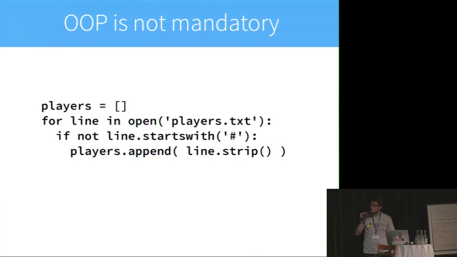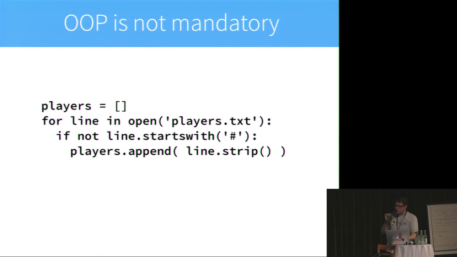Another thing I really like about Python is that OOP is not mandatory. So what you see here is a simple program. It opens a file, players.txt, it goes through all the lines, and it removes the comments, and you have them there in a list. There's no need to set up a big skeleton for this. This is a real program. It solves a small purpose, but still a real purpose.